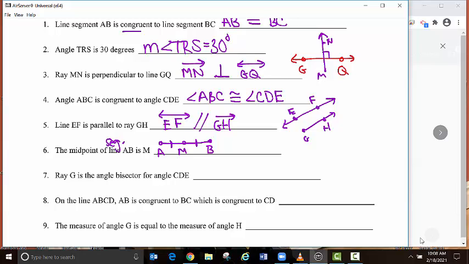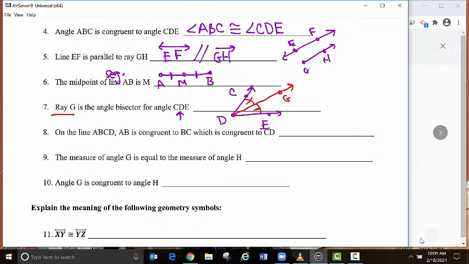Ray G is an angle bisector for CDE. So in this case, you're actually drawing the picture. Here's angle CDE. Notice D is in the middle. And G is going to bisect it. So it's going to go right in the middle, which means this piece is the same as this piece. This is ray G.